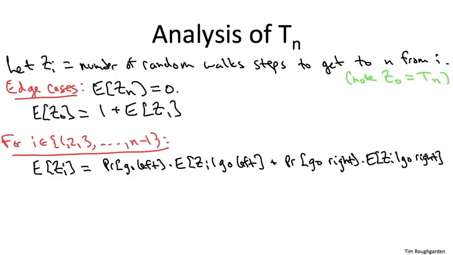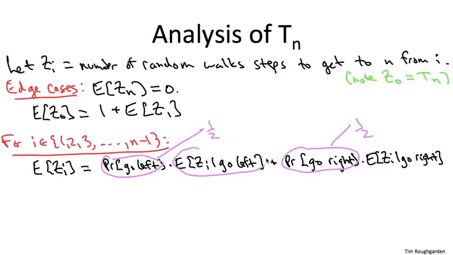If you want to be totally formal about it, you would just expand the expected value of z sub i conditioning on the first step. So you'd have the probability that you go left times the conditional expectation of z sub i given that you go left in the first step, and a similar term for when you go right. As we discussed, we know the probability that you go left is exactly 1/2. The probability that you go right is exactly 1/2.